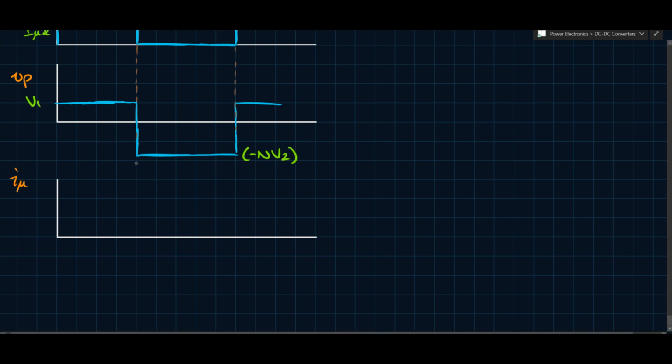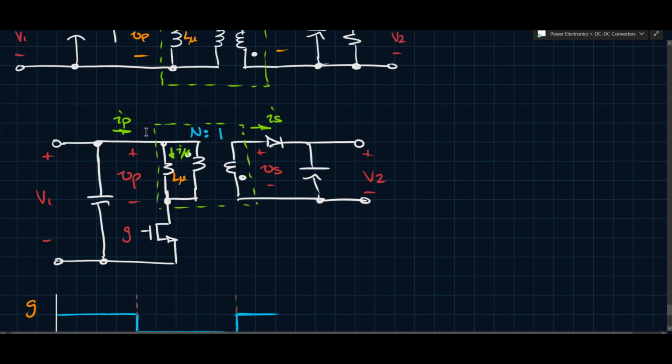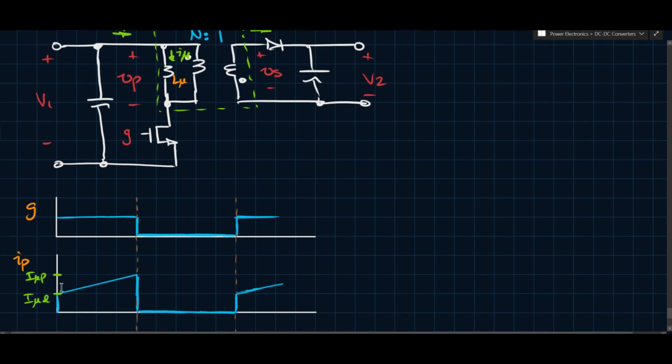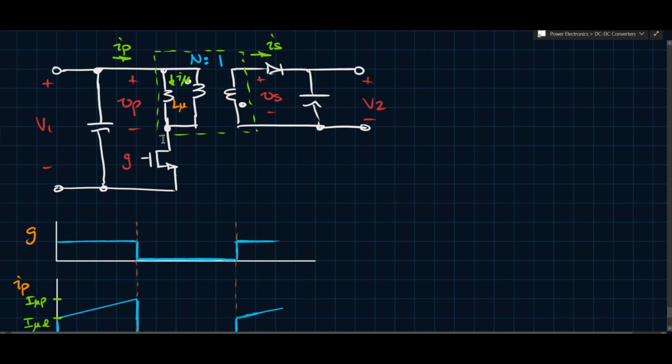Okay. Now, this continues, obviously, because this is the thing we're interested in. So now what happens to I mu during this time? Remember, when the positive voltage is applied here, this current I mu will increase. It'll ramp up linearly like IP does. But as soon as this transistor is turned off, there's an open circuit here. The transistor can't carry any more current, and the diode is forced to turn on.